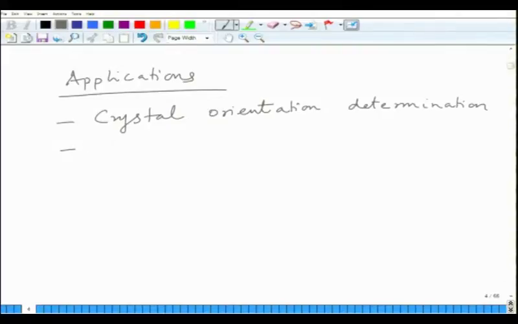It's also useful for determination of crystal perfection, because from the size and shape of spots one can determine the crystal orientation, and from the size and shape or distortion of spots one can assess the perfection. Okay.